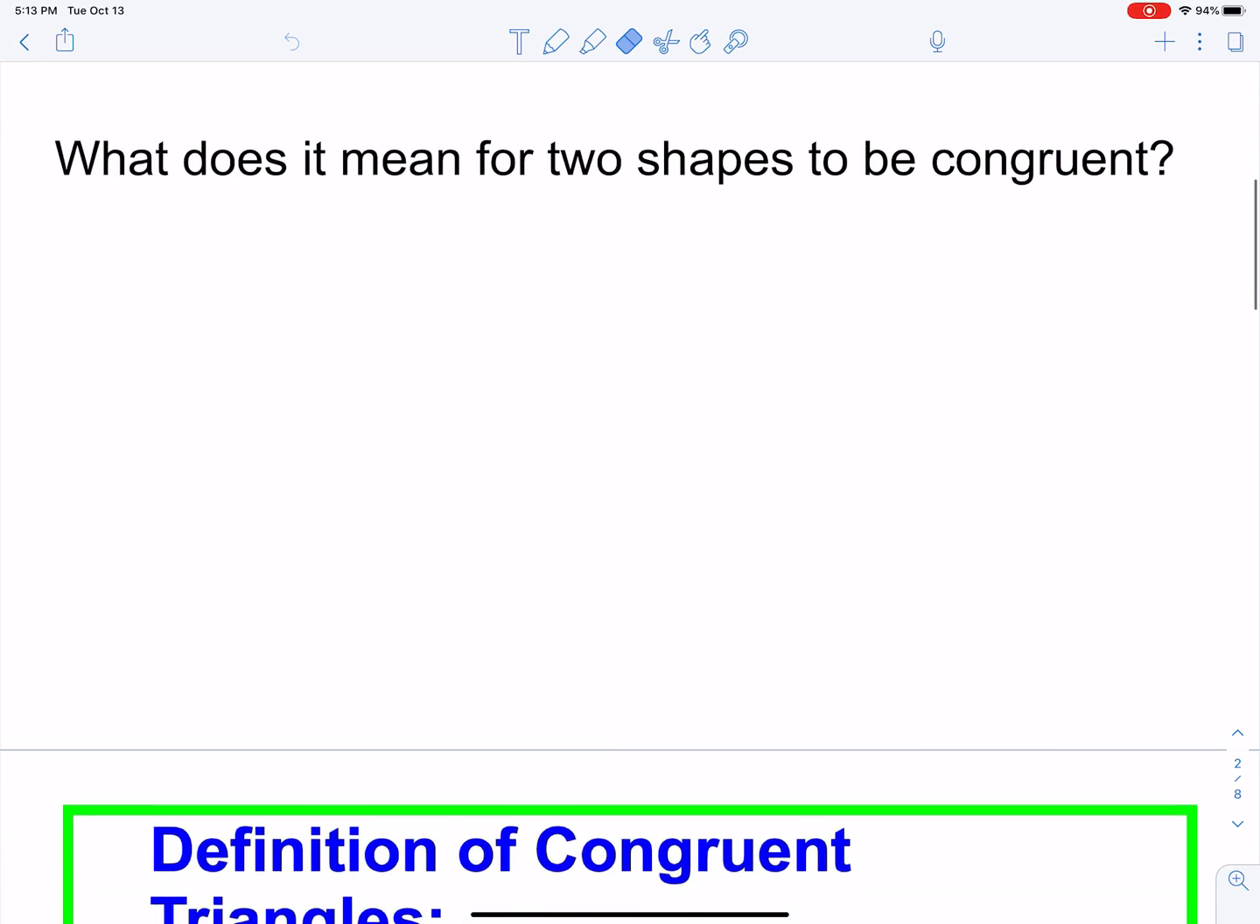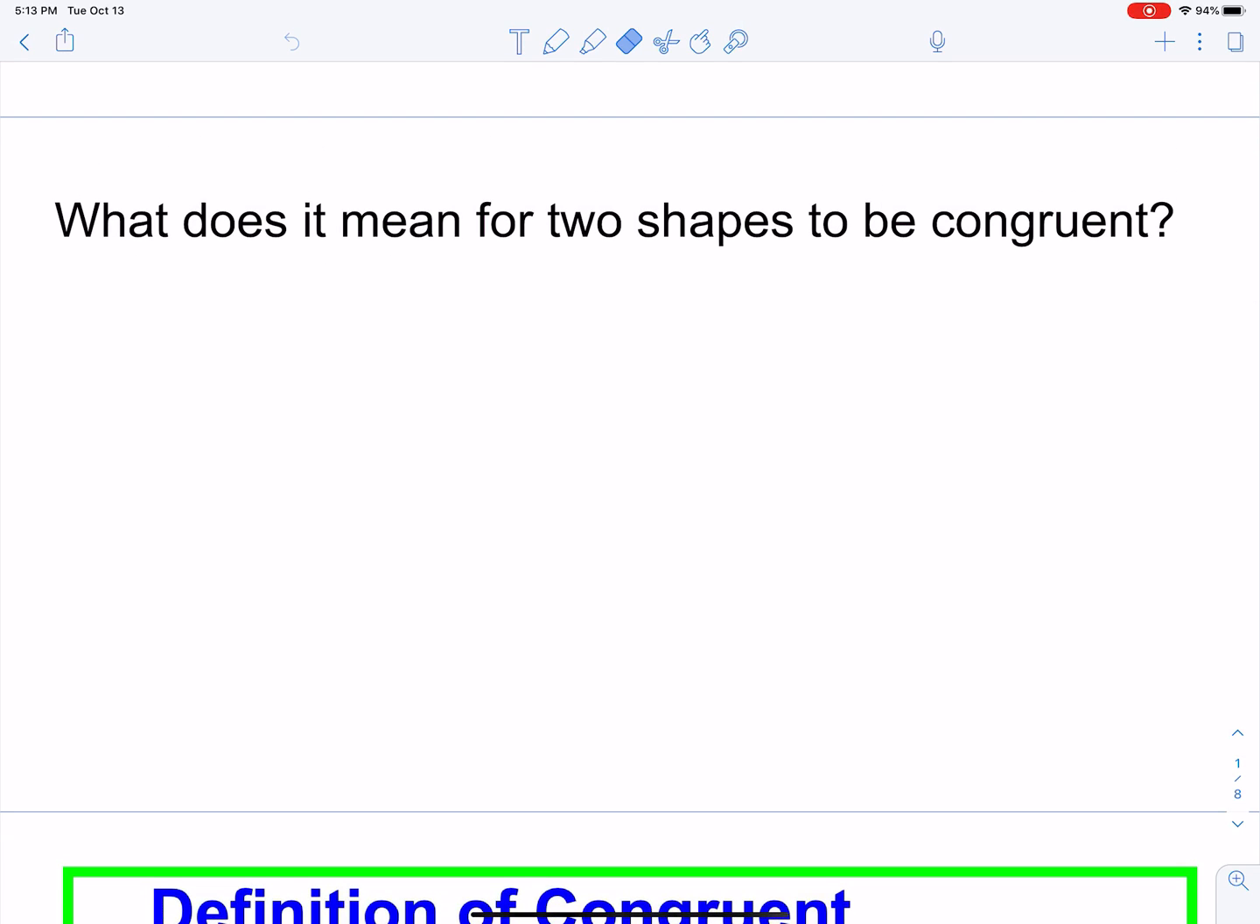Let's start off by asking ourselves, what does it mean for two shapes to be congruent? So when we're thinking about shapes or figures, they have to be the same shape. We can't say a triangle is congruent to a square. And they have to be the same size.